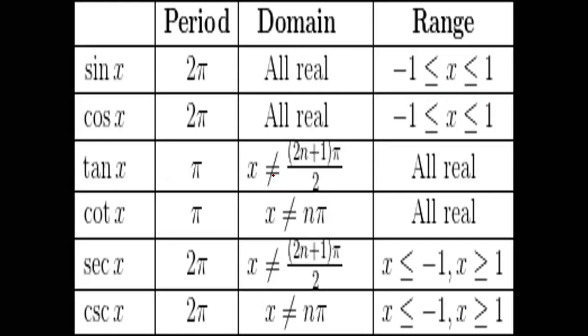Here x not equal to 2n plus 1 pi by 2 means all the real numbers excluding these. If you check, the domain of tan x is x not equal to 2n plus 1 pi by 2, that is, all the real numbers excluding the odd multiples of pi by 2. I hope this is clear.